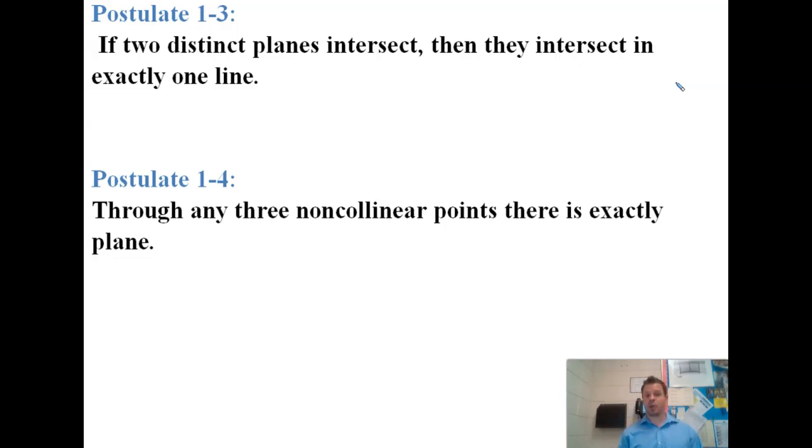All right, last one: through any 3 non-collinear points, there's exactly 1 plane. Again, this one's hard to draw, but we'll describe. Just like through any 2 points, there's exactly 1 straight line. Through any 3 non-collinear points, points not on the same line, there's exactly 1 plane. That's why we use 2 points to name a line, and we need 3 to name a plane, so you can distinguish exactly which plane it is.